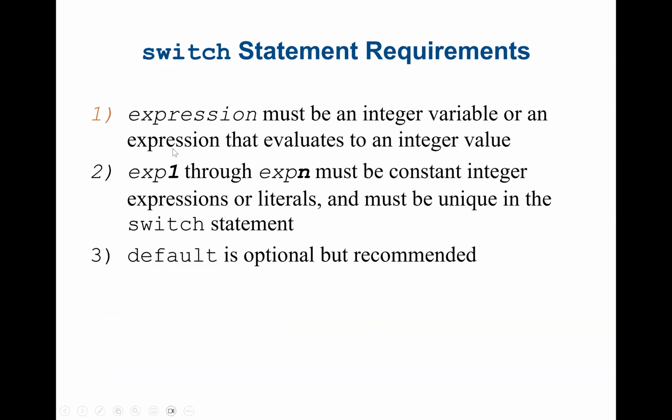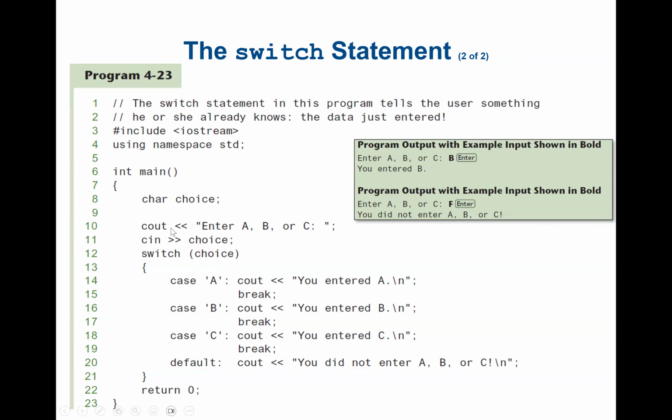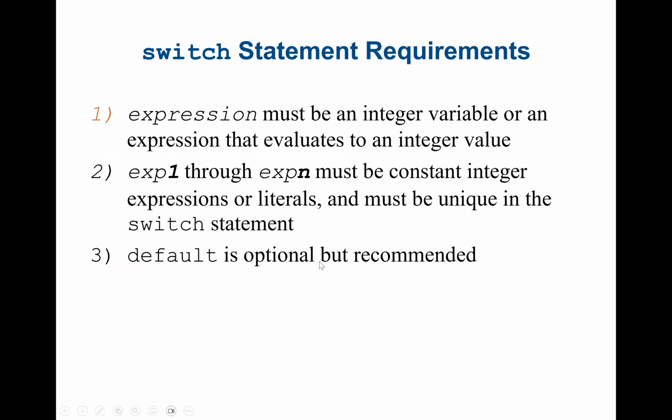So here we say the expression must be an integer variable, as we said earlier, or an expression that evaluates to an integer variable. That's after the switch. Let's go back. After the switch keyword, the variable choice must be an integer or can be a character. The goal here is that it has to be a whole number or a character. Then we say expression 1 through expression n must be a constant integer expression or literals and must be unique in the switch statement.